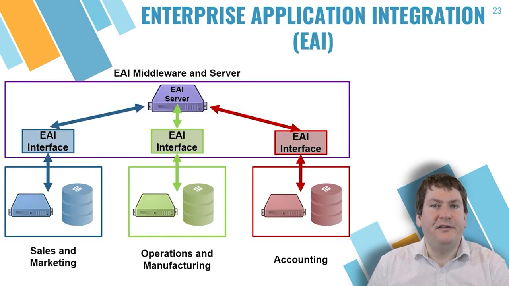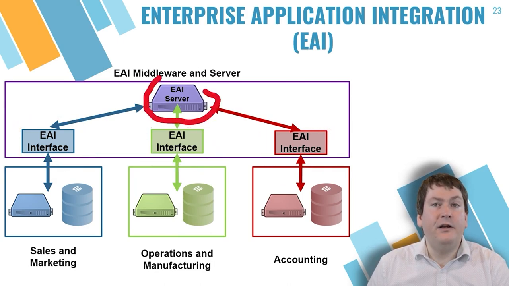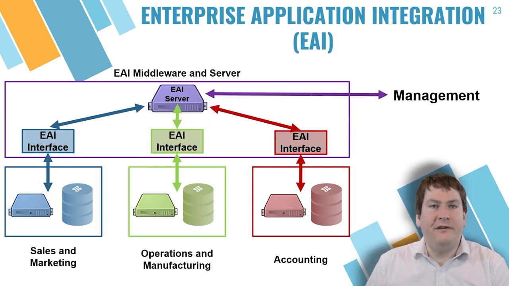EAI systems keep our functional systems as they are and create a custom interface or middleware application for each existing functional system. This interface communicates with functional systems and translates its data as it's requested into a common format that the EAI server can understand. The EAI server ensures data integrity is maintained across the organization and provides a common single interface for management to easily access all data across the organization for reports and data analytics. From the manager's perspective, they're only dealing with a single system and database, when in reality, the data is being spread across the whole organization and only being pulled together at the last moment by the EAI server.